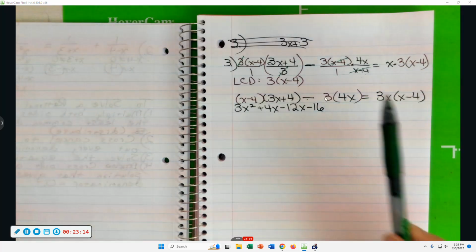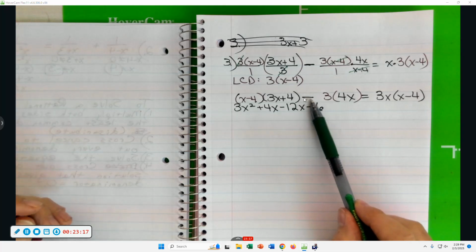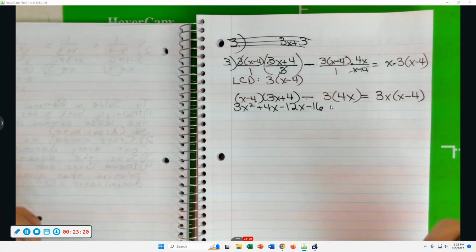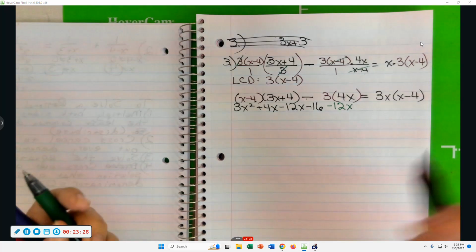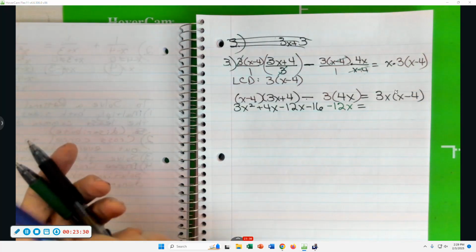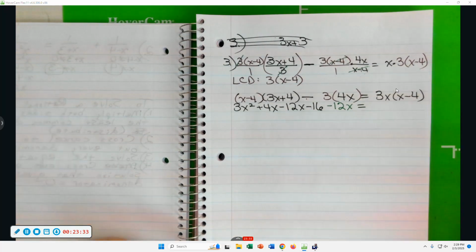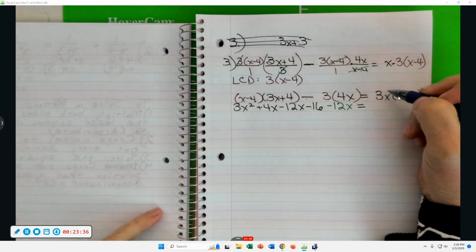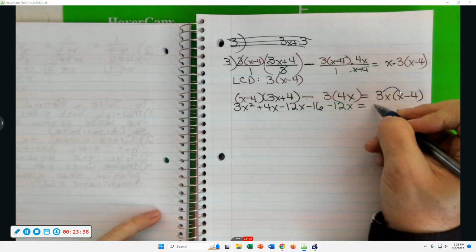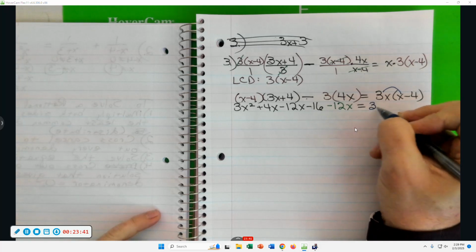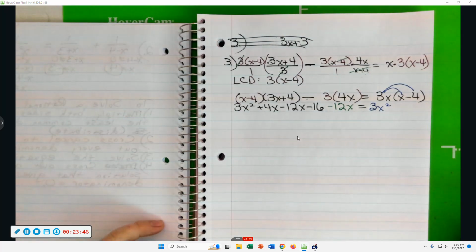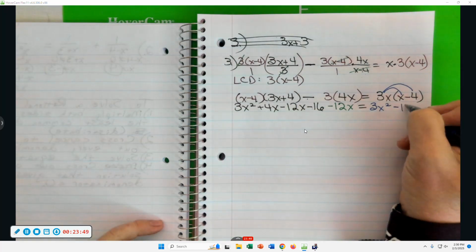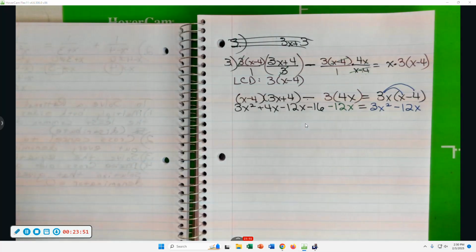Okay. Now the minus, we have that minus there. 3 times 4x, what's that going to give me? So a minus 12x equals, we're not going to FOIL out here. What are we going to do? Distribute, I agree. You take the 3x times x, 3x squared, 3x times a negative 4 gives me negative 12x, I agree.